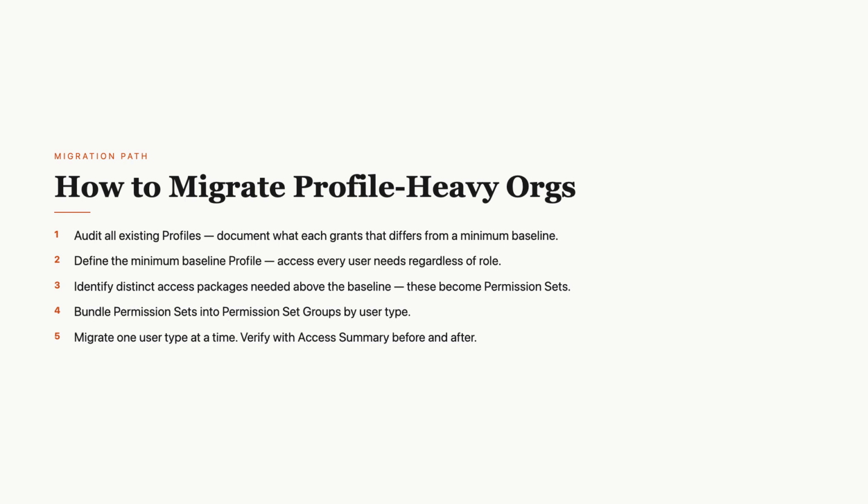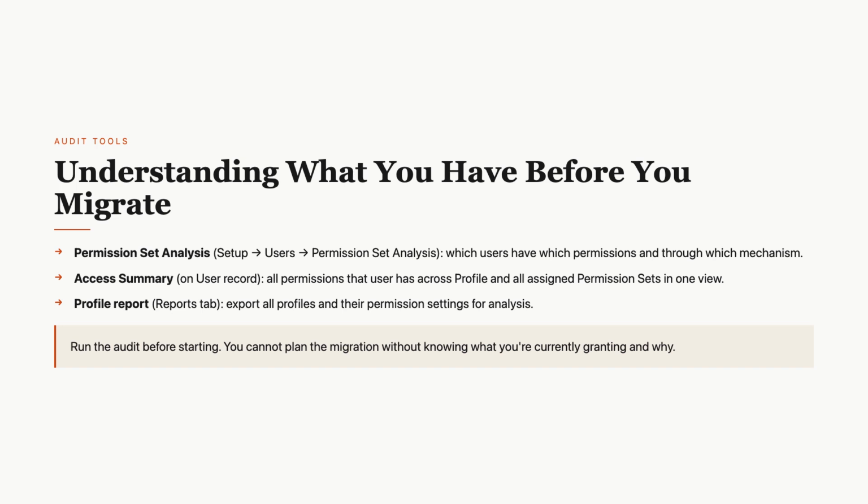System permissions, things like customize application, modify all data, API enabled, can be granted through either profiles or permission sets. In the modern model, these should be on permission sets, not the baseline profile. This gives you precise control over which specific users have elevated system permissions without widening the baseline.